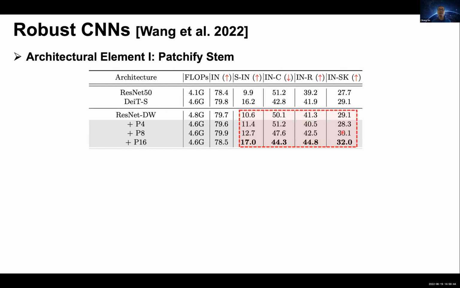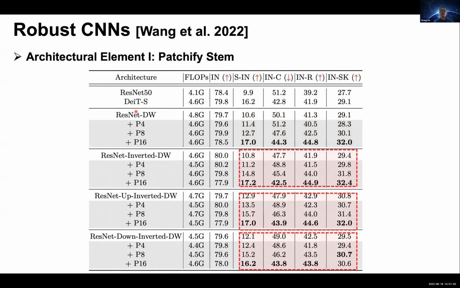And also you can see the improvement, such a trend is monotonic. You can see with the large patch size employed here, you keep getting better robustness. And this is for our ResNet depth-wise block instantiation. We also have the results on other block instantiations. And basically the conclusion I just told you stays the same. And this is the first one, the patch-fy operation, and we find it's pretty useful.